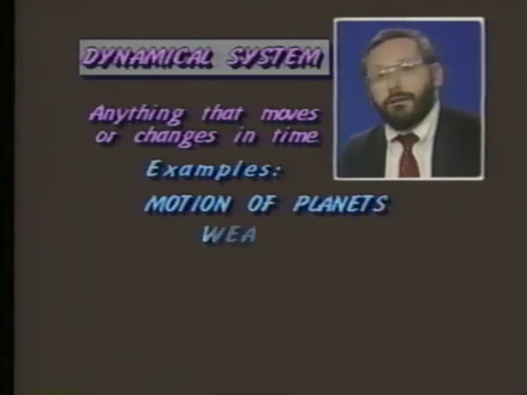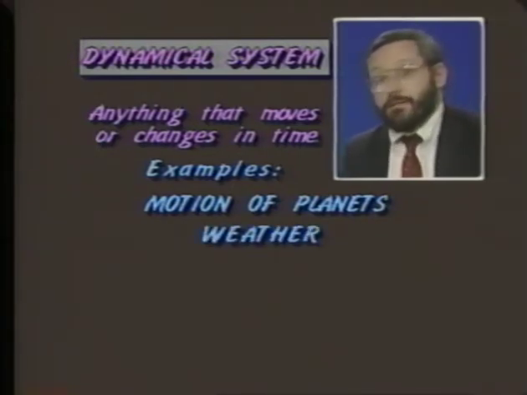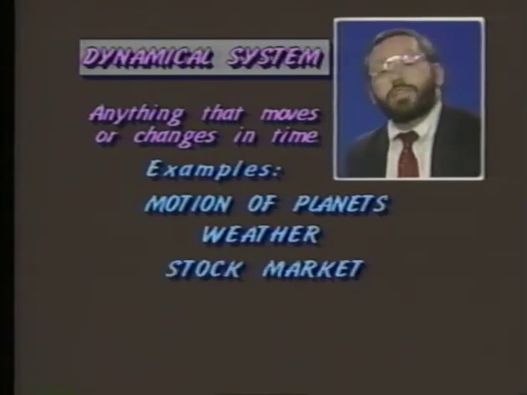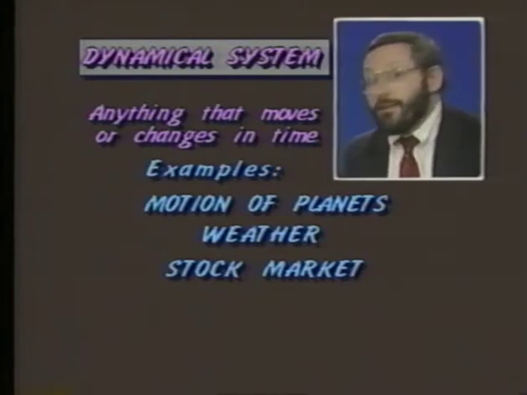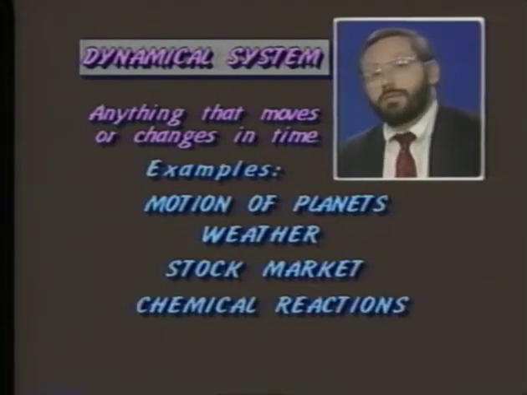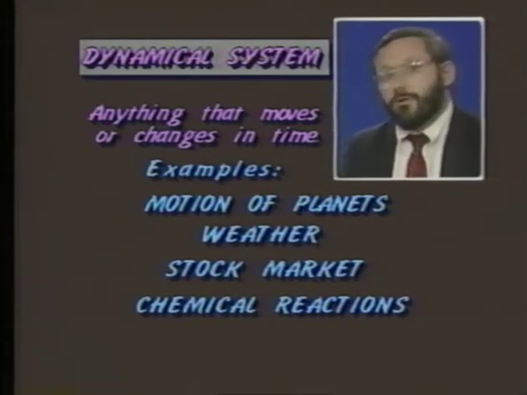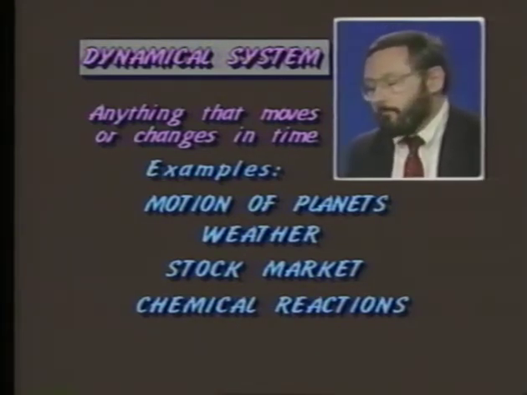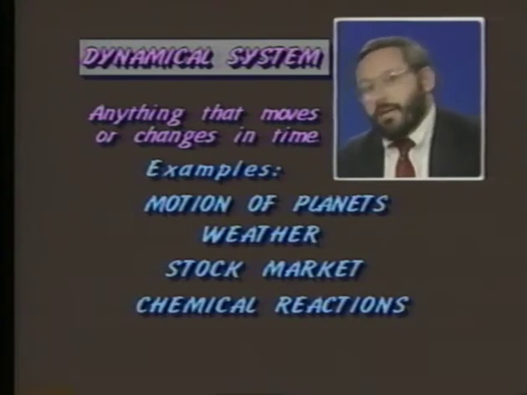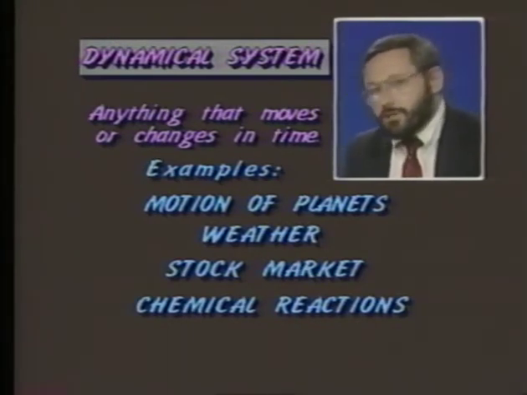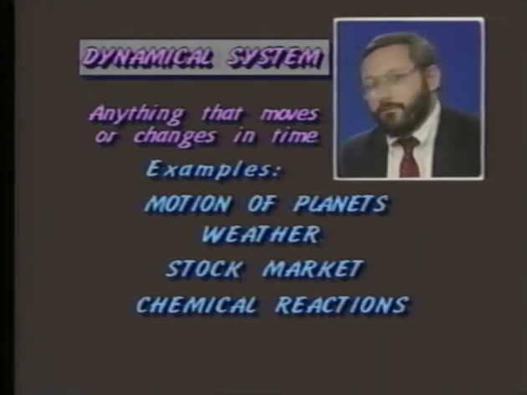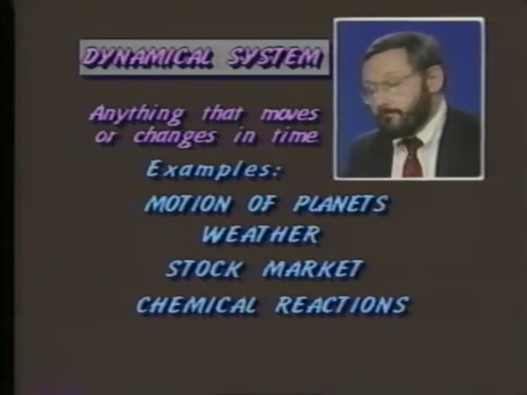The weather, another system that changes quite dramatically in time. Similarly, the stock market, economic systems. These are good examples of very chaotic, at times, dynamical systems. Finally, in chemistry, simple chemical reactions are examples of processes that evolve in time. When a scientist confronts a dynamical system, the question he or she asks is, can I predict what will happen in the future? Can I predict how this motion will evolve in time?